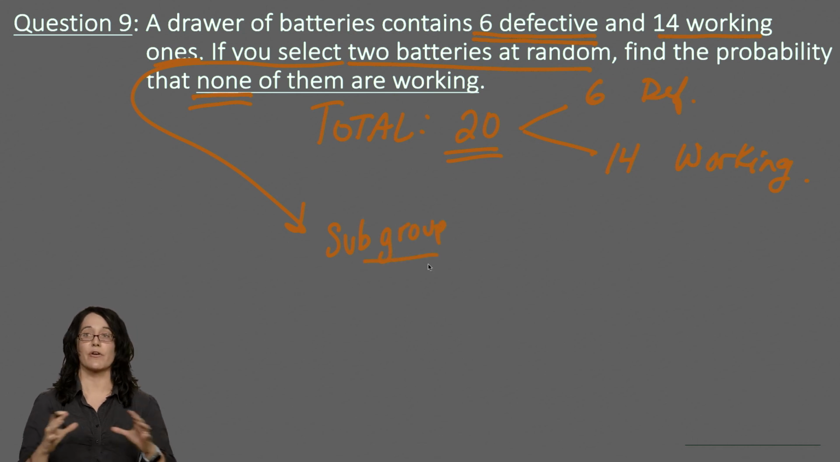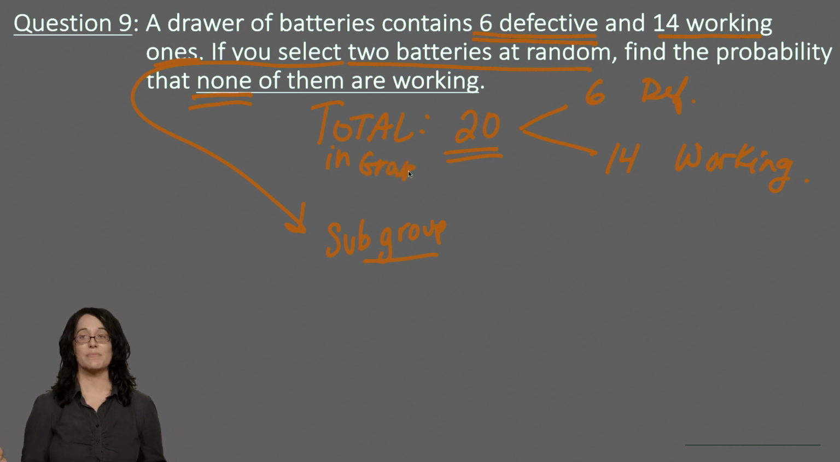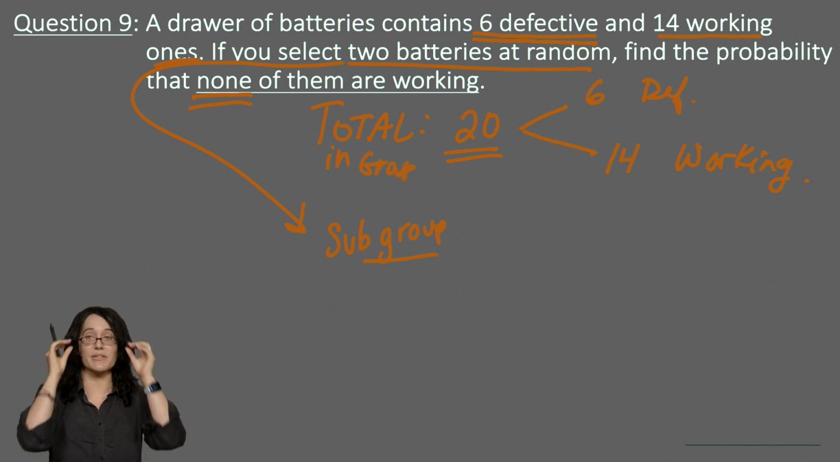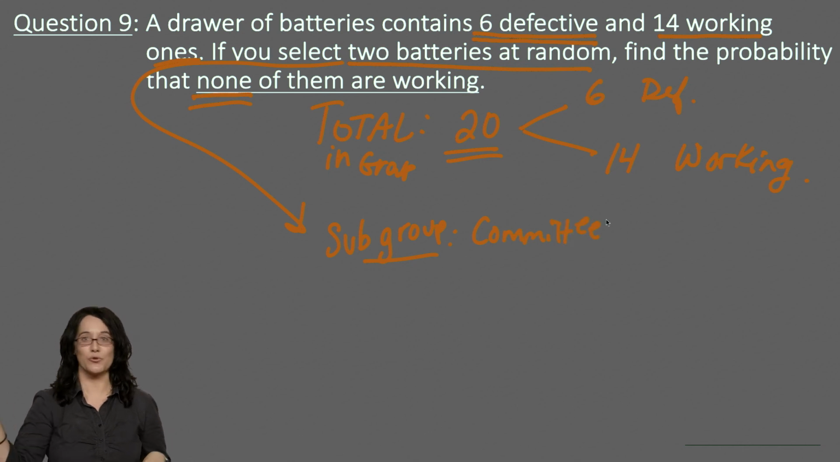Okay. So we have a group of 20, and we're going to take a subgroup. If you remember from your permutations and combinations section, a subgroup is kind of like taking a committee, right? Remember when you're forming a committee of people? You're going to have 2 men and 3 women, or 2 faculty and 3 staff, something like this.